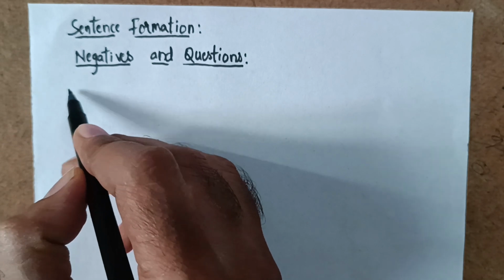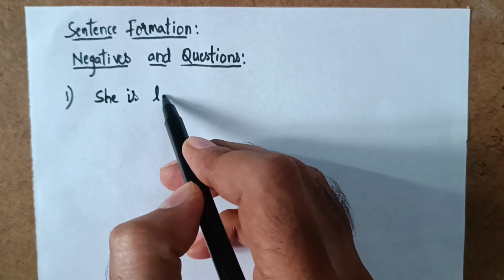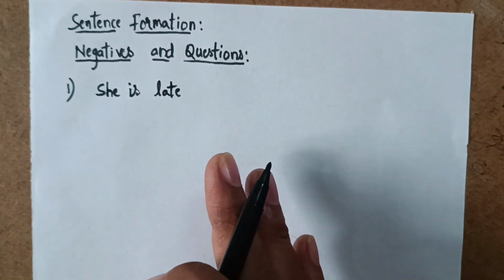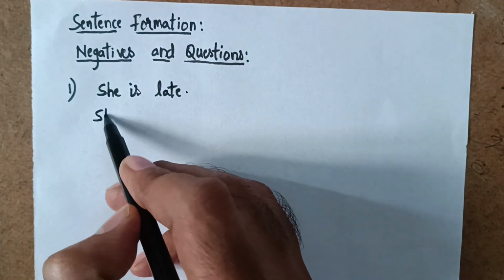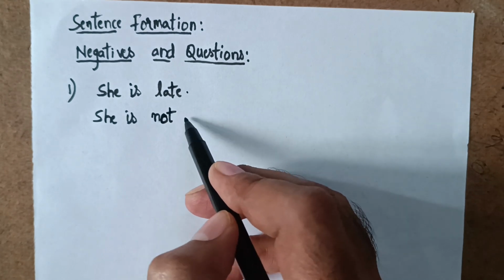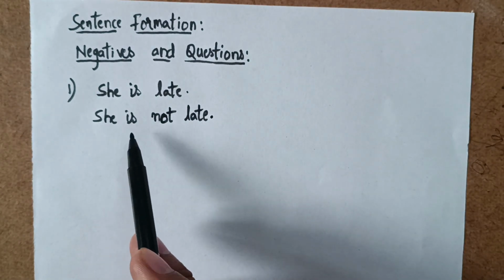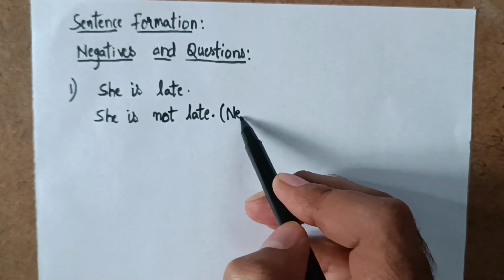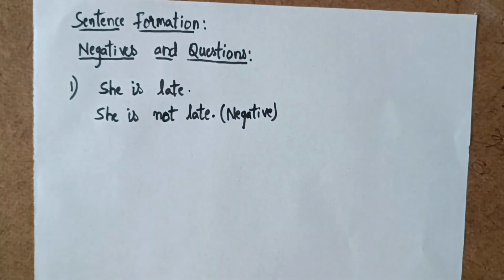My first sentence is, she is late. Now, if I want to convert this statement into negative, how will I write? She is, simply I will add not here: not late. She is not late means this is a negative statement, because here not is there, that's why it is a negative statement.